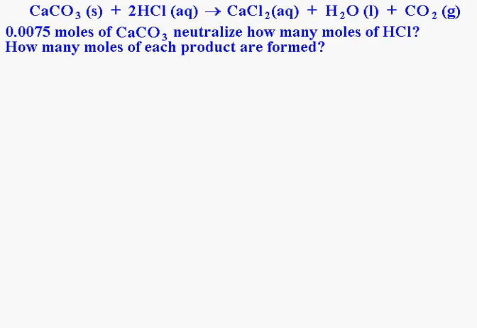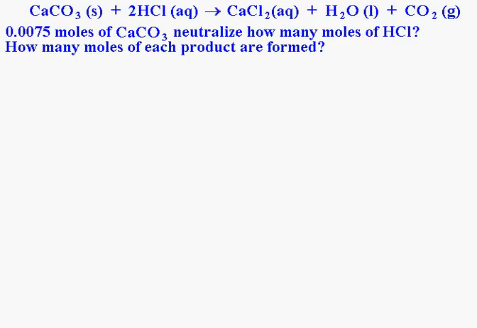In this example, I want to show you how to take the amount of one substance in a chemical equation and relate it to every other substance in a chemical equation. That's one of the neat properties of chemical equations. As long as the situation is right, and we'll tell you about what that means later, you can take the amount of one substance in the chemical equation and relate it to every other substance in the chemical equation. This example shows you how to do that.